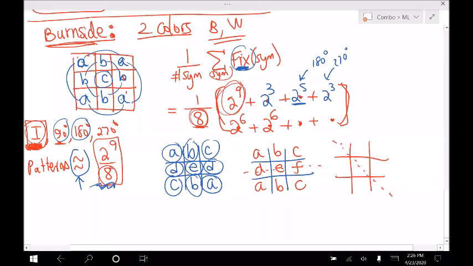Well, this guy will be mapped to itself after I reflect across this axis. These two will be mapped to each other. These two will be mapped to each other. This one will remain as it is. These two will be mapped to each other. And then this one will remain where it is.